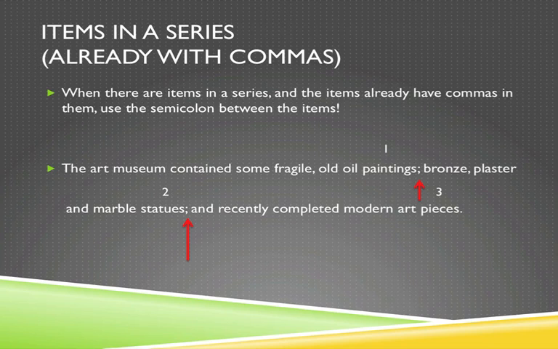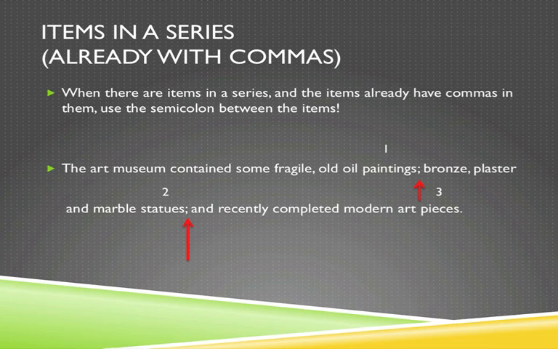So for example, the art museum contained some fragile, old oil paintings, bronze, plaster, and marble statues, and recently completed modern art pieces. So we do have three items here. We have paintings, statues, and art pieces. Now within each of those items, there are commas being used to further describe them. So it would not be a good idea to use a comma to separate those three items. In this case, you're going to go ahead and use a semicolon to keep those three items separate.